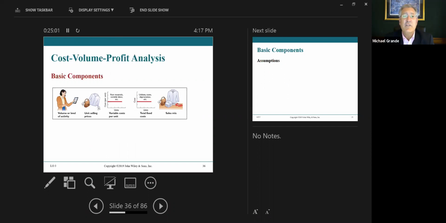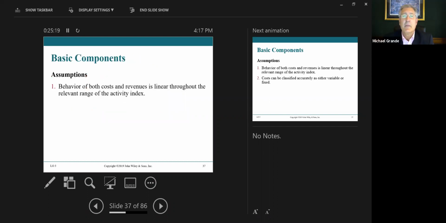So here are some of the basics with regard to cost, volume, profit analysis. We have what is the volume or level of activity? What's my unit selling price? What are my variable costs per unit? What are my total fixed costs? And what's my sales mix if I have more than one product? These are things we need to know. These are the assumptions that we're working with.